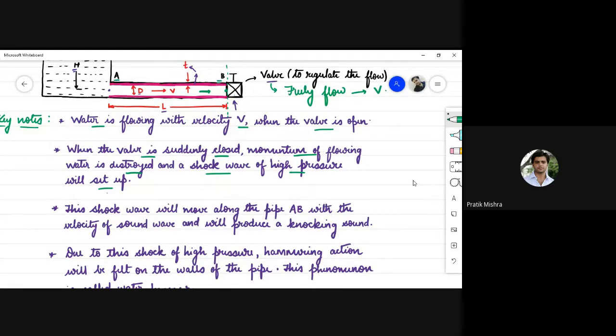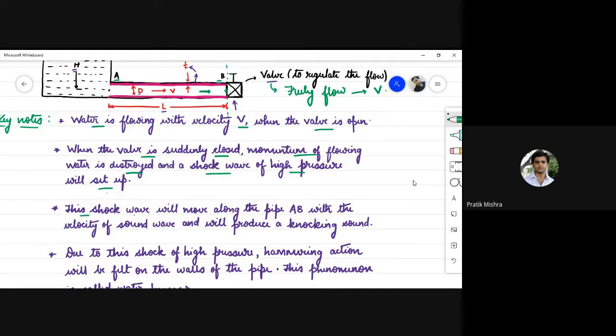Due to this increased pressure caused by the shock wave, a hammering effect is seen on the walls of the pipe, and this hammering effect is known as water hammer. It's a simple thing: as soon as you bring a flowing fluid suddenly to rest, a shock wave is generated, and this shock wave has a hammering effect on the walls of the pipe. This hammering effect is known as water hammer. This is what I have written in the points.